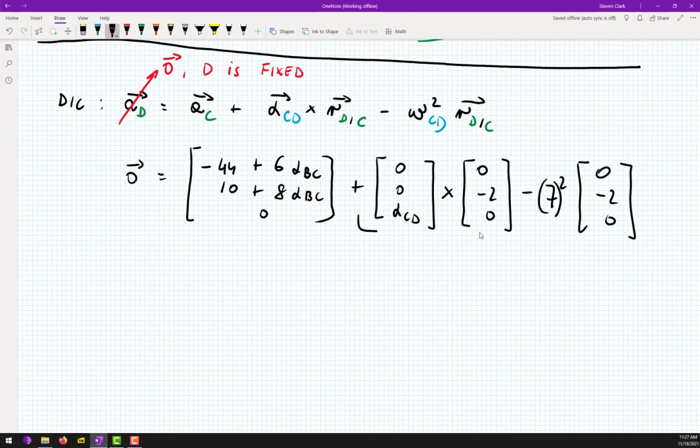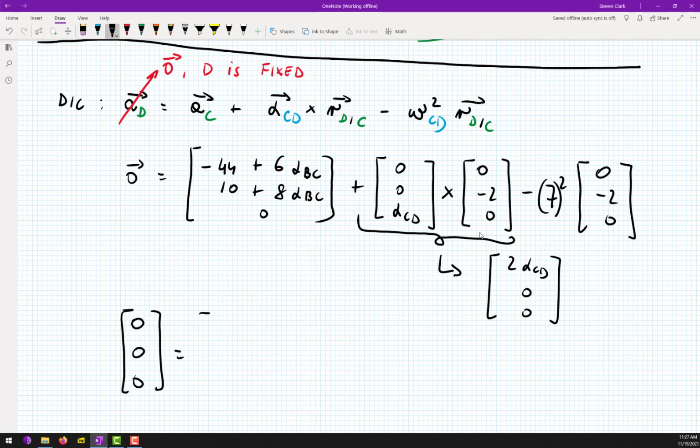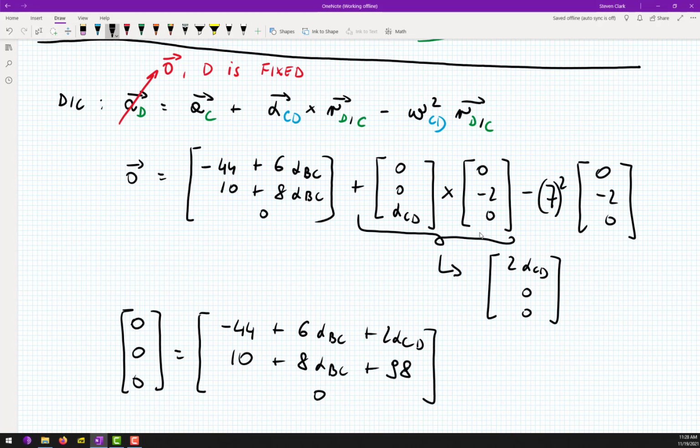Okay, this determinant, if you do, you will obtain that this is equal to 2 alpha CD, 0, 0. Okay, let's recap everything. 0, 0, 0 is equal to minus 44 plus 6 alpha BC plus 2 alpha CD, 10 plus 8 alpha BC plus 98. Okay, we can simplify that.